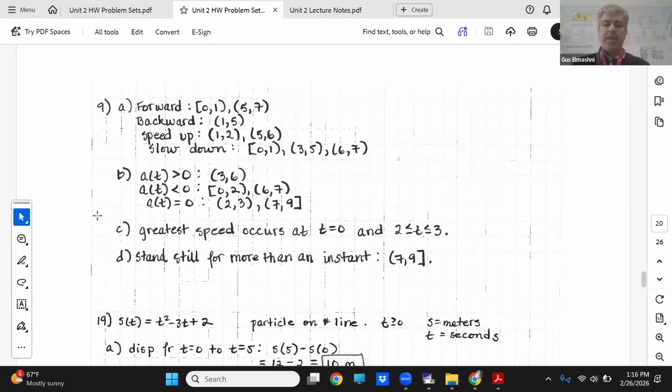Greatest speed, it's kind of hard to tell, but I think the interval from 2 to 3 and 0 are probably the same values. Remember, speed is absolute value. And you stand still because there's no motion, zero velocity, from 7 to 9.